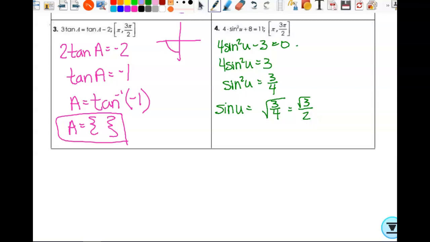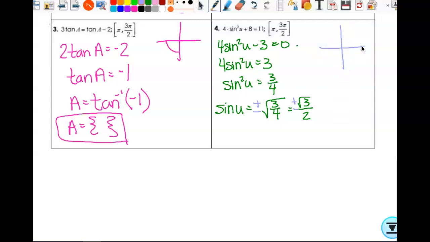What am I missing? Plus or minus? The rest of you are going to math jail. Plus or minus? If you introduce the square root, you put a plus or minus. Period, end of story.